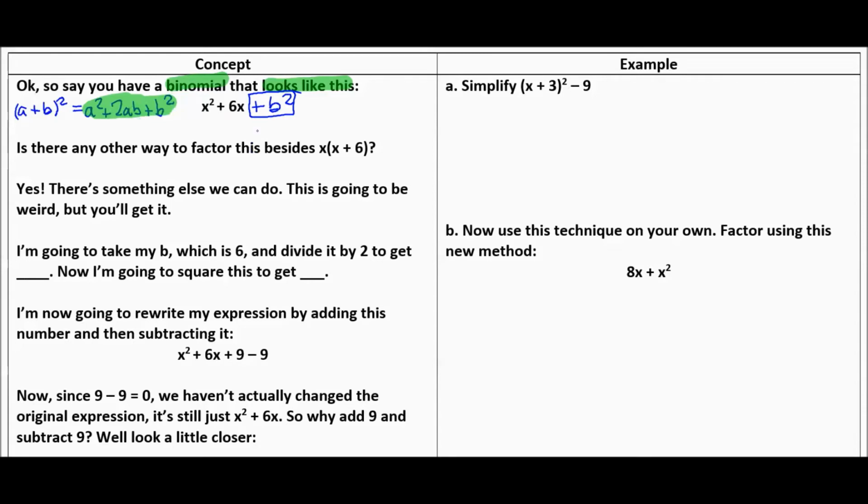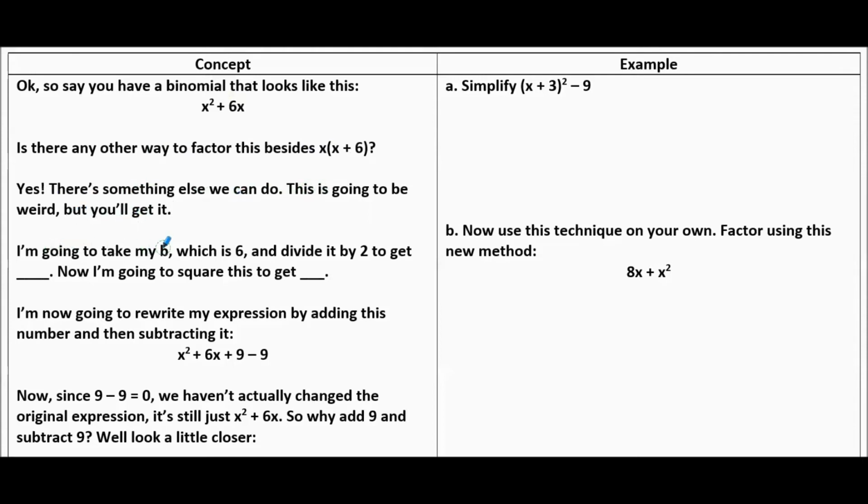So let's erase everything and let's go back. It's kind of just to give you an idea of where we're headed. Is there any other way to factor this besides factoring out an x from both terms, so it's x times the quantity x plus 6? Yes, there is. There's something else we can do. It's going to be weird, but you'll get it.